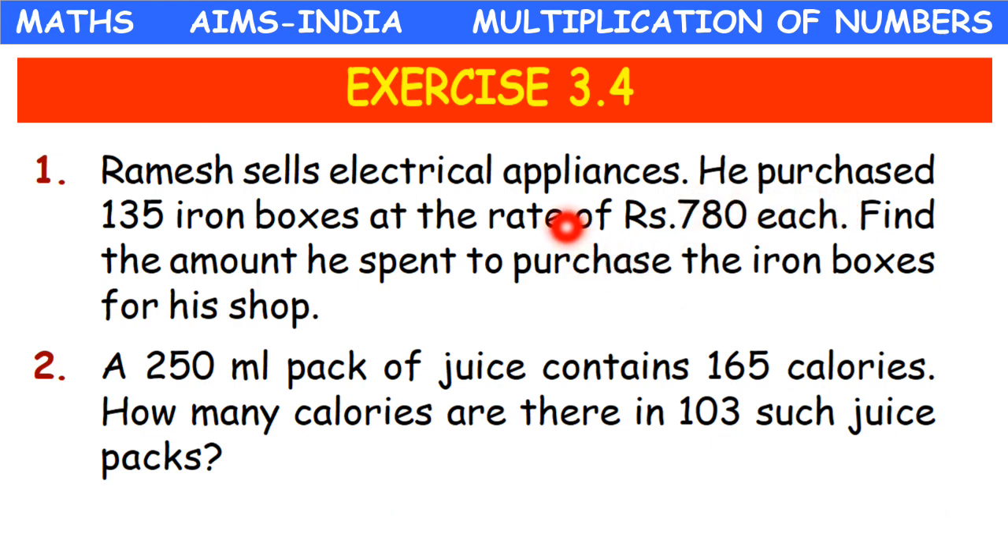First question. Ramesh sells electrical appliances. He purchased 130 iron boxes at the rate of 780 each. Find the amount he spent to purchase the iron boxes for his shop.